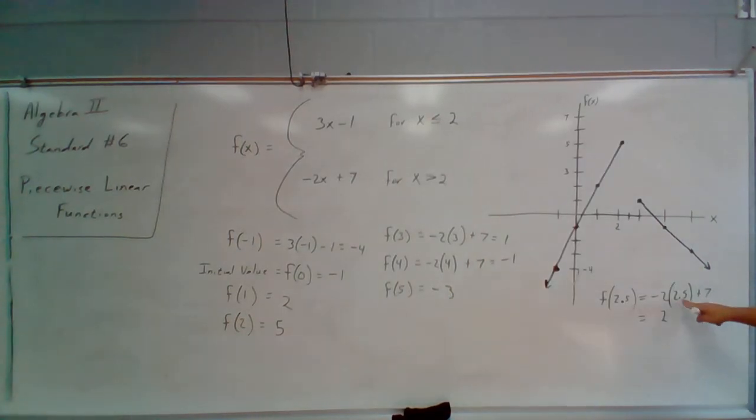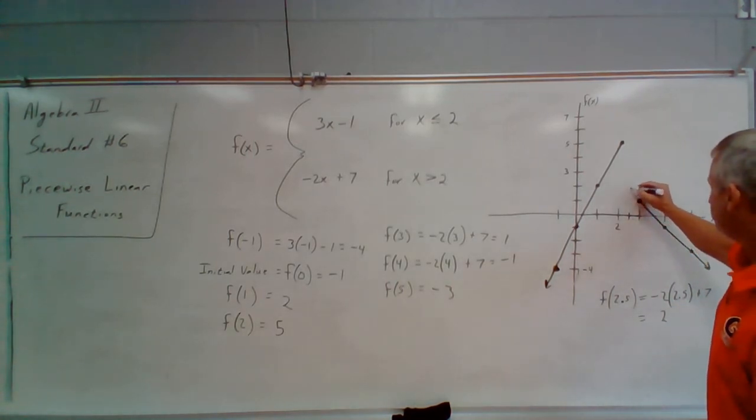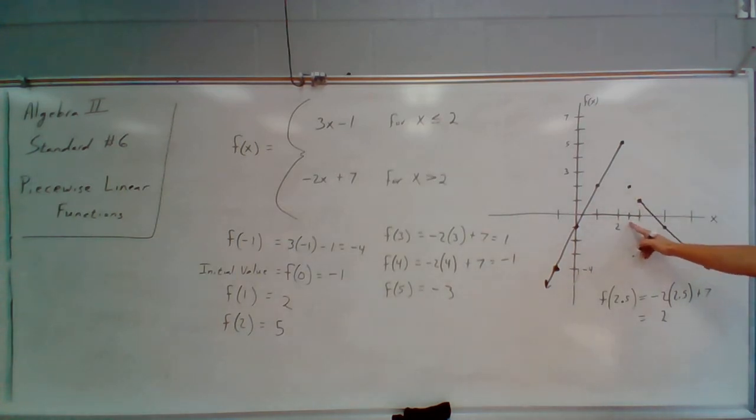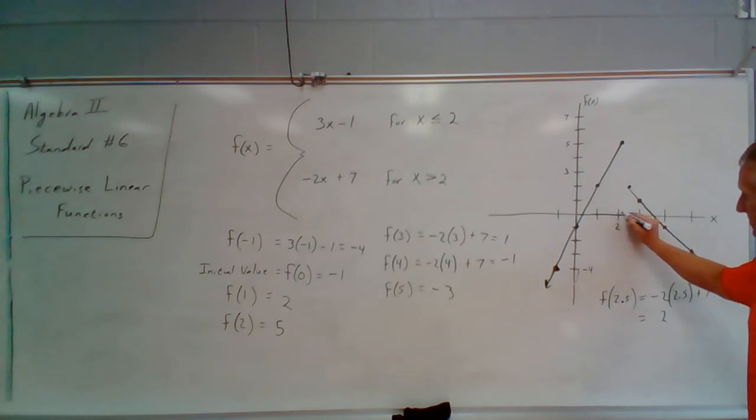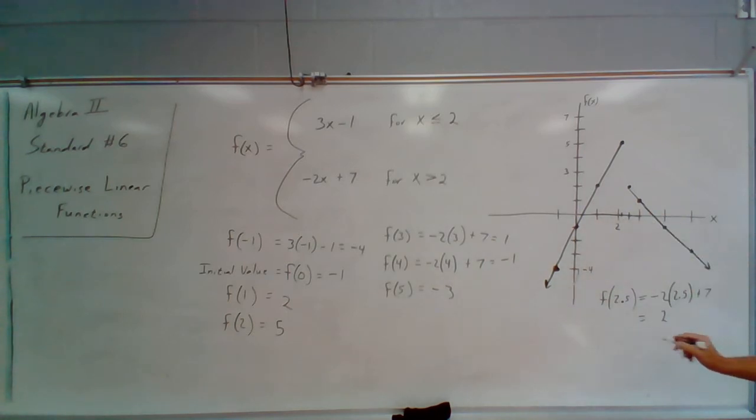All right, so negative 2 times 2.5 plus 7. Negative 2 times 2.5 is negative 5. Negative 5 plus 7 is 2. All right, so 2.5, and I get 2. And I can plug in any number between there, so we can connect those. All right, let's get a little bit closer to 2. So let's plug in, say, 2.1.